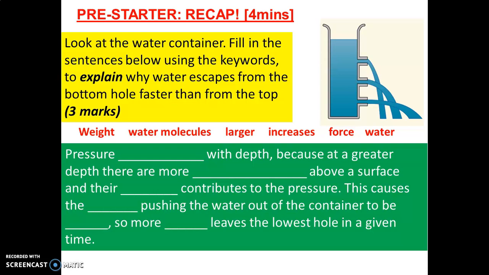So, first things first, I want you to just complete this quick recap that's on your screen. Complete the pre-starter activity in your books. Look at the water container picture on the screen. I want you to fill in these sentences below using the key words to explain why water escapes from the bottom hole at a faster rate than from the top hole here. So press pause, give that a go. When you're ready for the answers, press play.